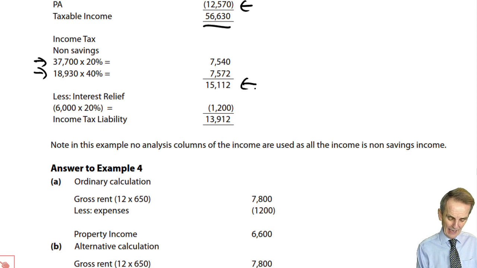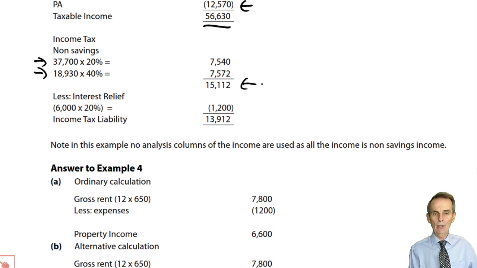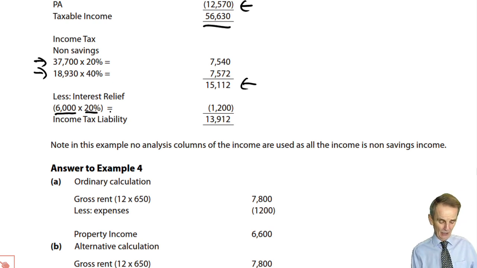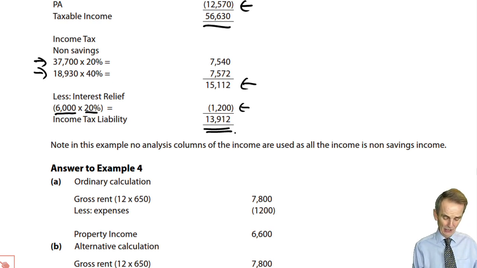But instead of that then being your income tax liability, now we give the credit in relation to the finance expense incurred. Taking that amount of finance expense incurred, some £6,000, and then taking the basic rate tax credit relief thereon, 20% of that, as we said, would be £1,200, reducing down our income tax liability to, hopefully the right number, £13,912. Again, we've not bothered with any analysis columns on that one because both sources of income were non-savings.